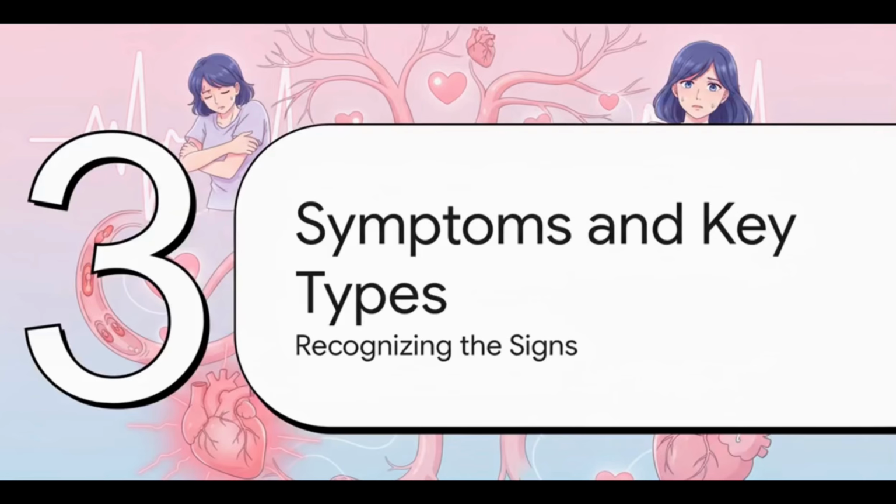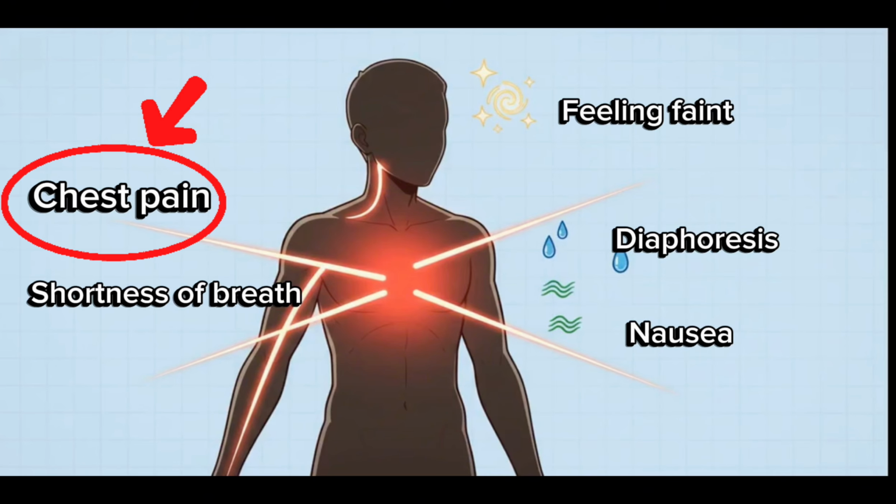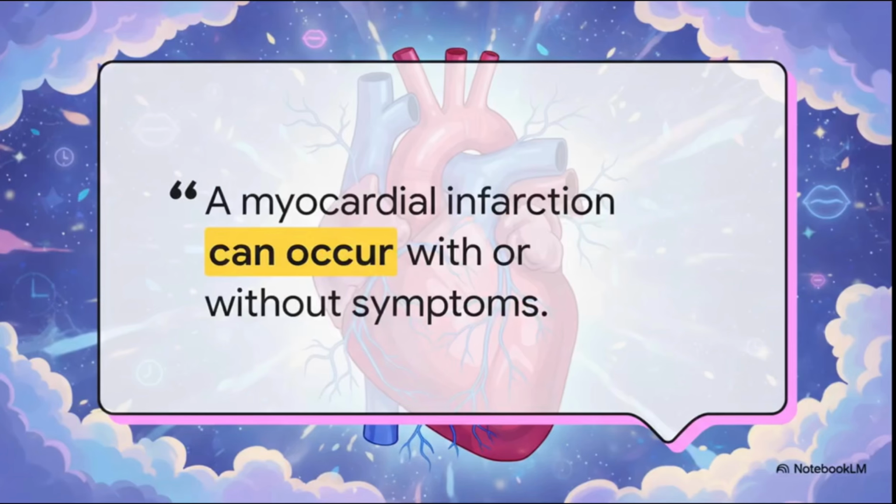Moving on to types and symptoms. What might a patient present with that points to a heart attack? The most well-known symptom is chest pain, which can radiate to the jaw, neck, shoulders, or arms. Other symptoms include nausea, shortness of breath, diaphoresis, which is excessive sweating, and a feeling of faintness. It is also worth noting that a heart attack can occur with or without symptoms. Some patients will present with all of the above, while others will have no symptoms at all.